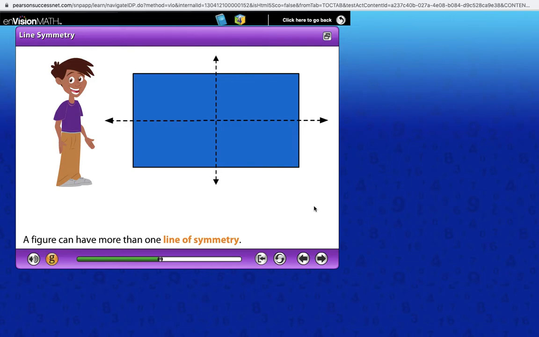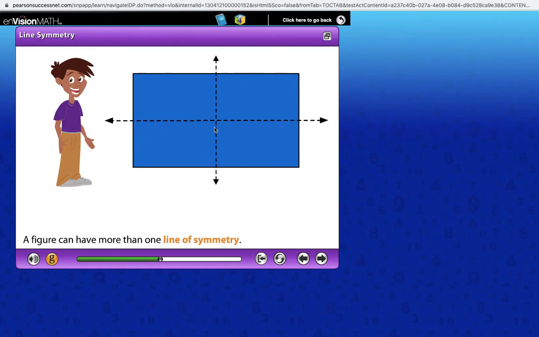So here is an example of a figure, a rectangle, that would have more than one line of symmetry. If I were to look at this as a piece of paper, which actually looks kind of like a piece of printer paper, if I were to fold this going this way, that would be a vertical line. Vertical means up and down, horizontal means side to side. So if I were to use a vertical line and fold this piece of paper, this half would sit directly on top of this half and it would be symmetrical.